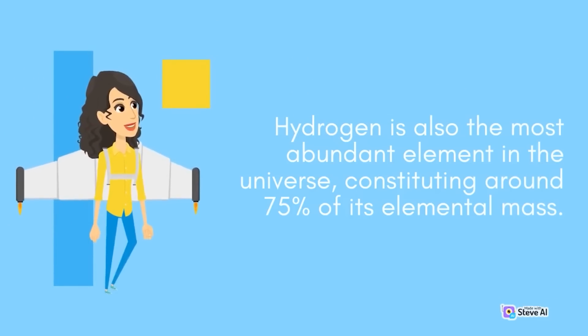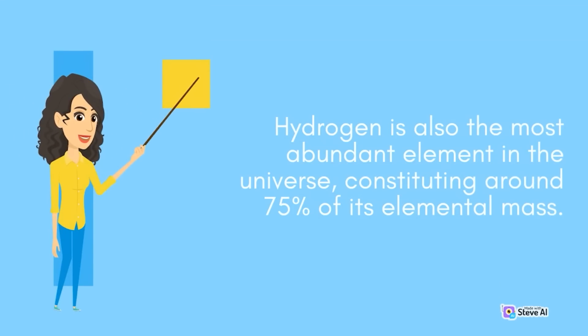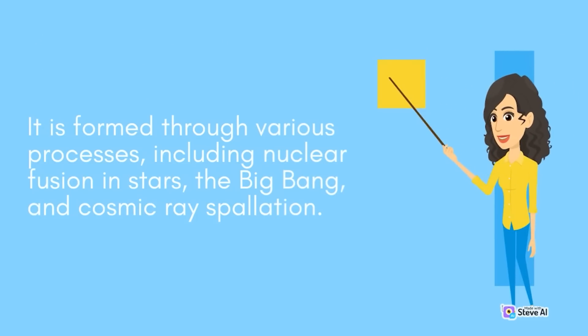Hydrogen is also the most abundant element in the universe, constituting around 75% of its elemental mass. It is formed through various processes, including nuclear fusion in stars, the Big Bang, and cosmic ray spallation.